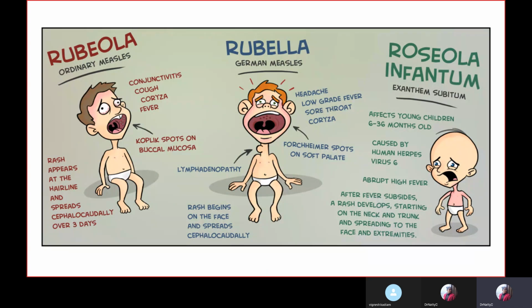So now to brush up, rubeola, rubella. Rubeola is measles, whereas rubella is German measles. Rubeola leads to Koplik spots on the buccal mucosa. Rubella leads to Forchheimer spots on the soft palate.